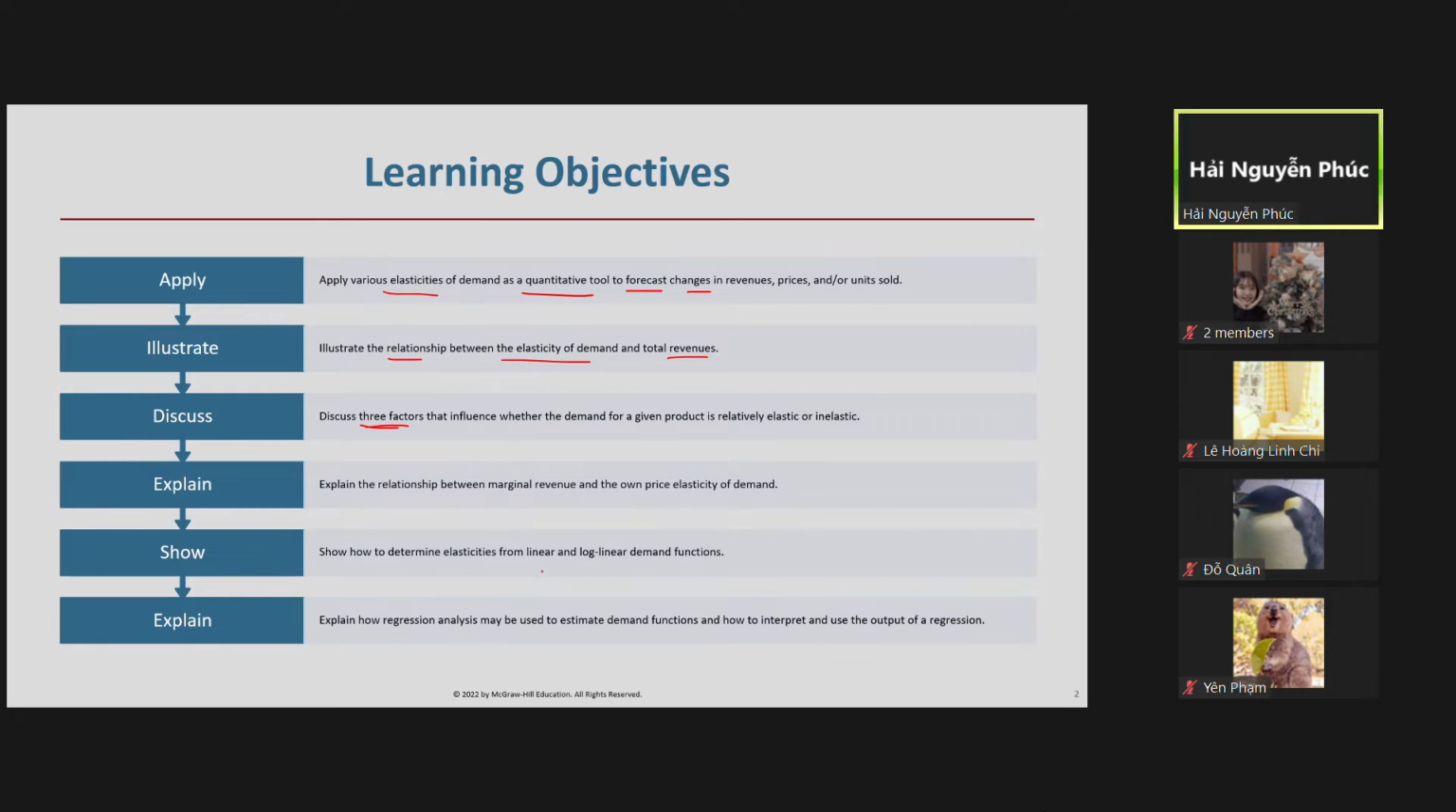Then lastly, we are going to apply some linear demand function and regression technique to estimate the elasticity of demand and so on.